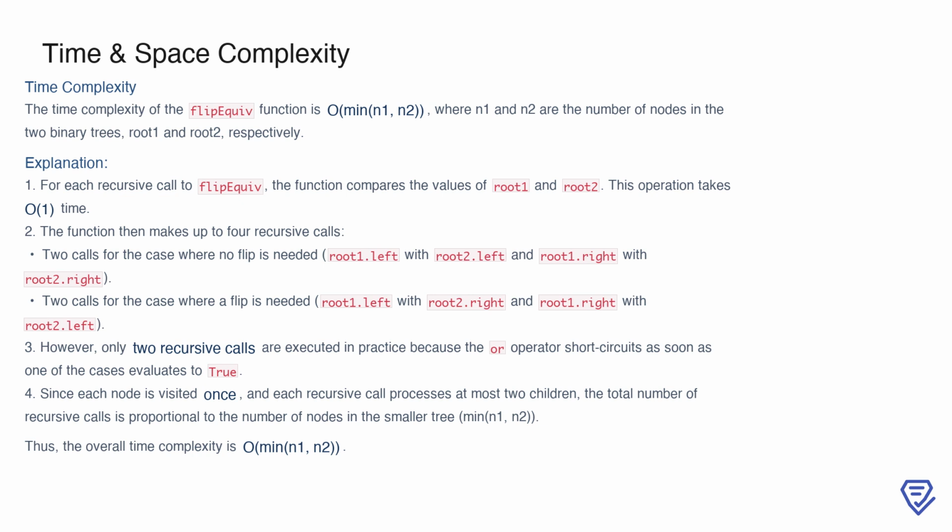This means that each node in the smaller tree is visited once, and the recursion processes at most 2 child nodes for each visit. As a result, the total number of recursive calls is proportional to the number of nodes in the smaller tree. Therefore, the overall time complexity of the function is O(min(n1, n2)), where n1 and n2 are the number of nodes in the two trees, root1 and root2, respectively.